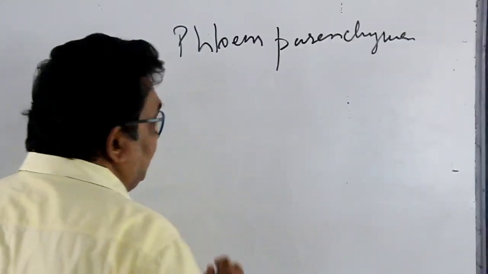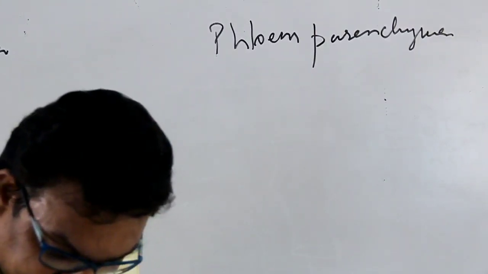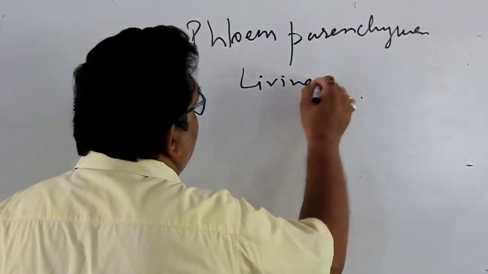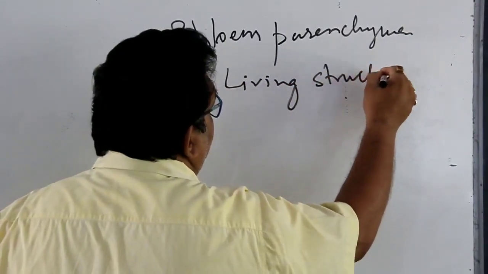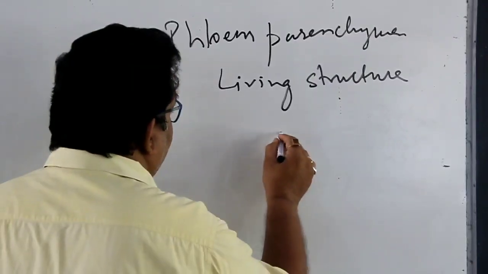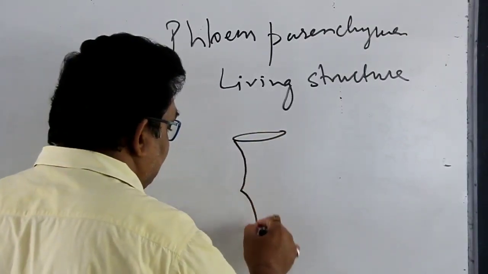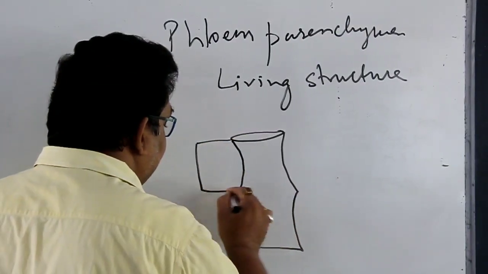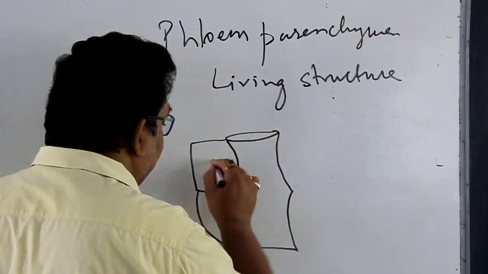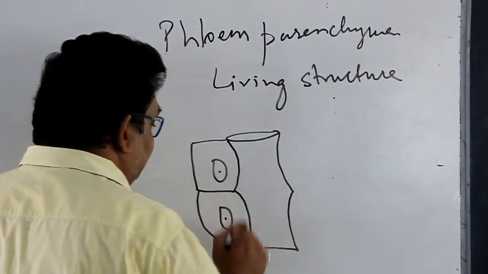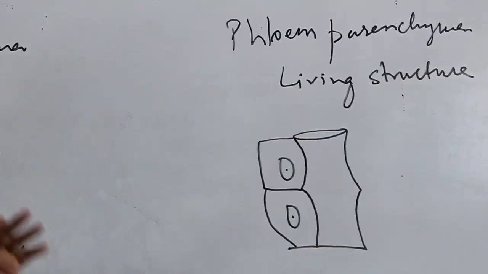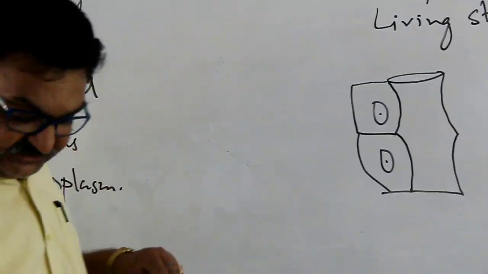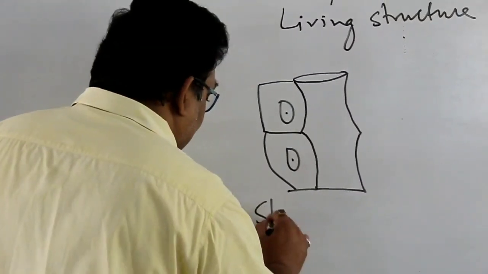The phloem parenchyma is also a living structure. If we look at this, we have already drawn the earlier diagram. Let me draw that diagram again. These are present here, towards the side. As it is a living structure, obviously it needs to have the three parts, that is nucleus, cytoplasm and the cell wall. Main function is storage.